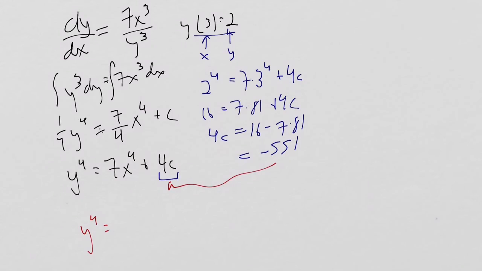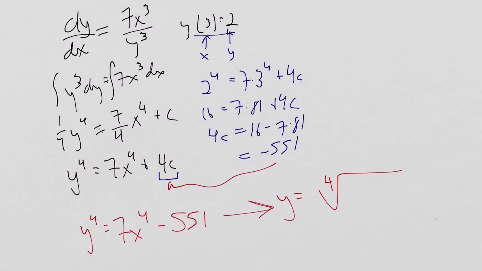So what that gives me, if I combine that in for there, is y to the fourth equals 7x to the fourth minus 551. And now I just want to solve for y, so I'll do the fourth root. So I get y equals the fourth root of 7x to the fourth minus 551.